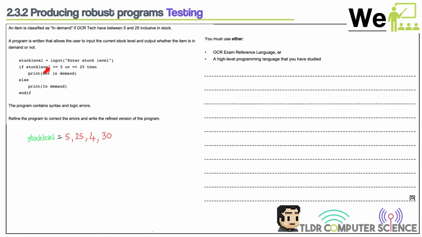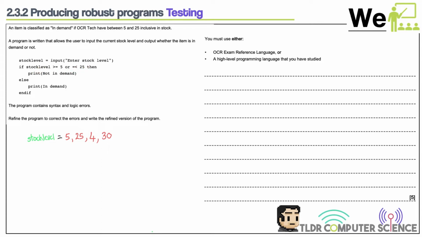In fact, there is no number that's either greater than or equal to 5 or less than 25, because every number is either greater than or equal to 5 or less than or equal to 25. So right here, the program will run, but it won't do as we intended, i.e. in here we have our logic error.